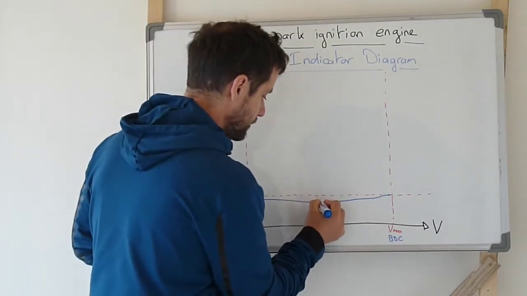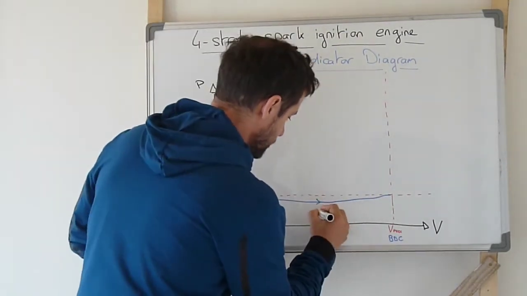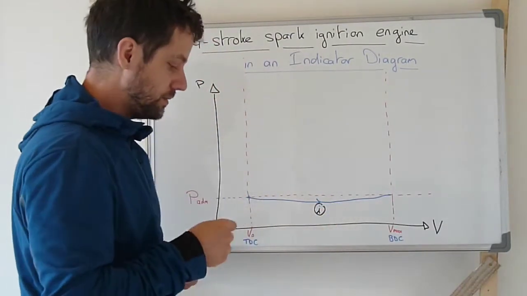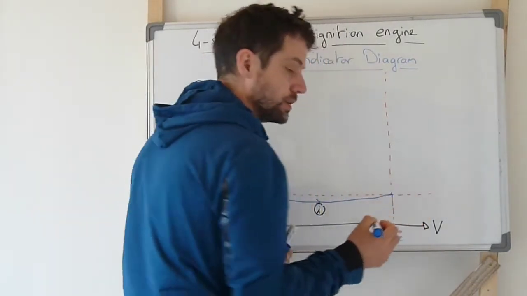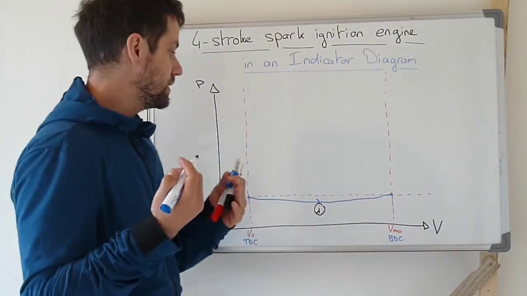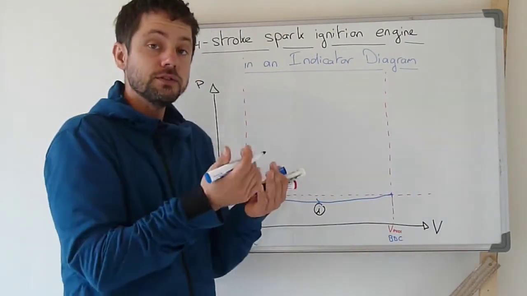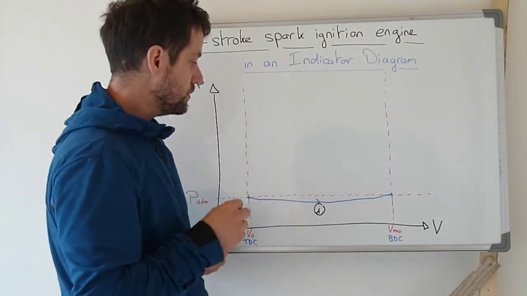So this first stroke corresponds to the admission stroke, and at the end of this stroke, the admission valves are closing, and now the system is behaving with the transformation in a closed system from a thermodynamic point of view.